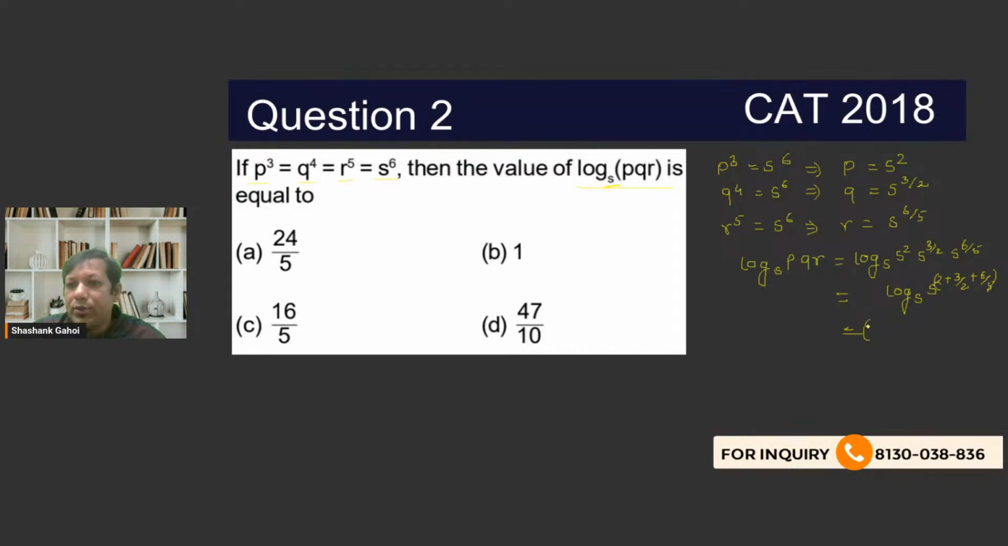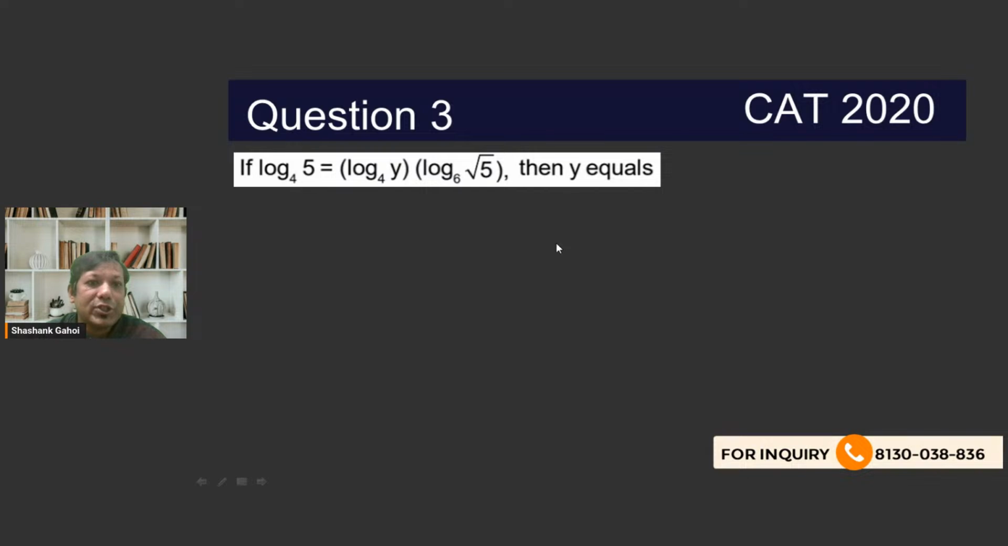So I'm going to say 2 plus 1.5 plus 1.2, then log s base s. Now this value is going to be 1. So this comes out to be 4.7. So which option is equal to 4.7? That is option D. So my answer to this question is going to be option D. This is an extremely easy question that is being asked in CAT. Now let's move on to the next question.